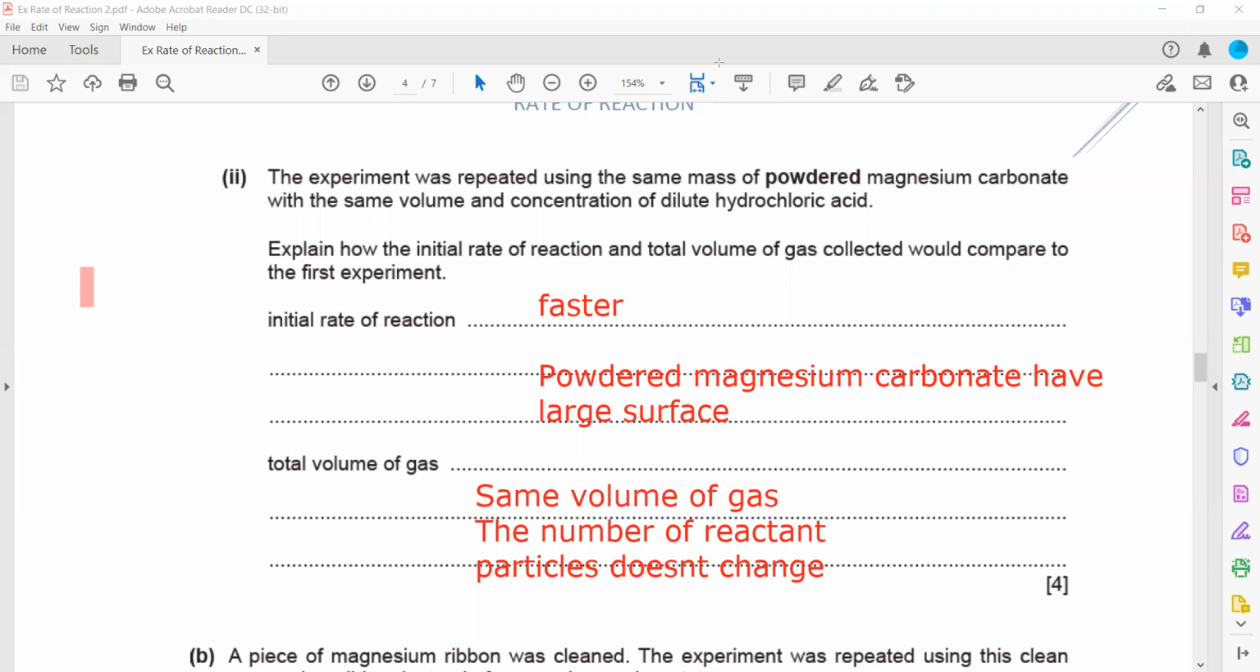The only difference: in the first experiment, for example, you had say 2 grams of magnesium carbonate, but in the second experiment we have 2 grams that is powdered. So powdered magnesium carbonate will have a large surface area as compared to a solid lump. So when we compare both of them, the reaction will be faster in the second experiment, but the total amount of the product formed, because the total amount of reactant is the same, is not affected, so it will also be the same amount. Is it clear?